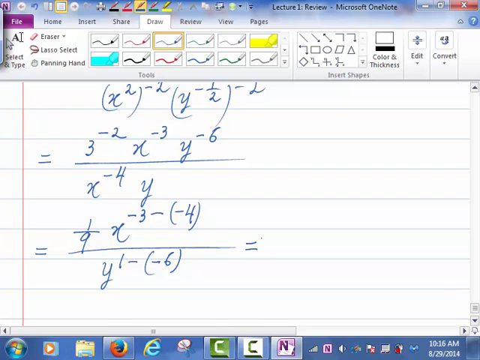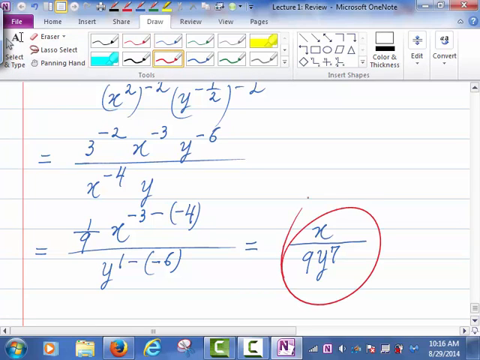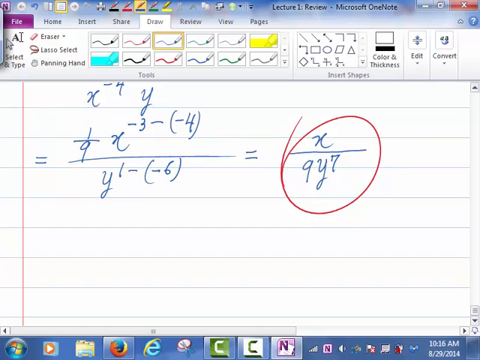Well, what is that? X to the negative 3 plus 4, right? Which is just x. And then y to the 7, right? And then the 9 that I have there, it's going to go where? Denominator. So that's the final answer. Is everybody okay with that? Any questions at all?